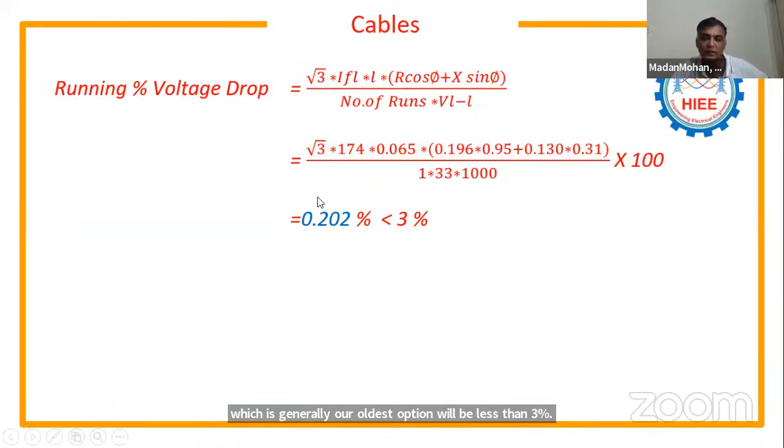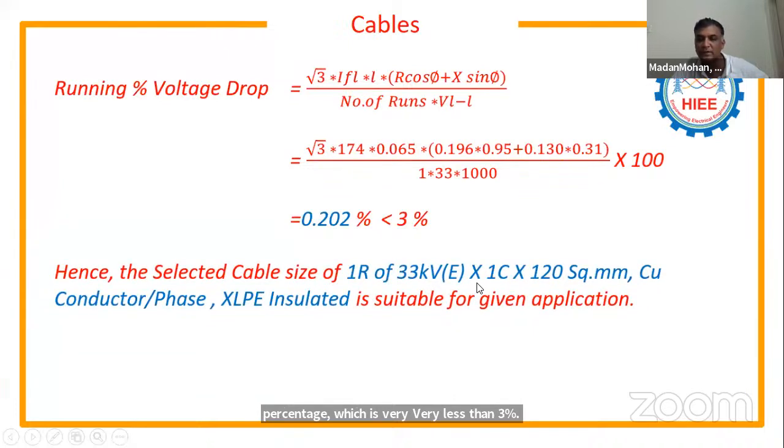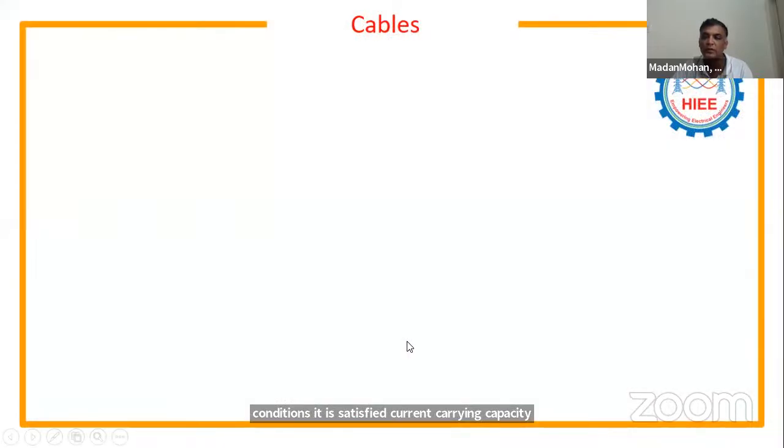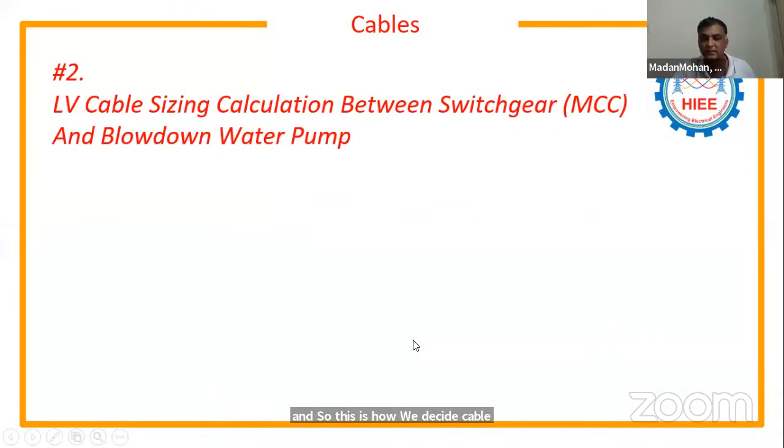So here your running voltage drop is just 0.202 percent, which is much less than 3%. So the cable you have selected, single core 120 square mm copper earthed cable 33 kV, satisfies all the conditions. It satisfies current carrying capacity and voltage drop. So this is how we decide cable size for HT applications.